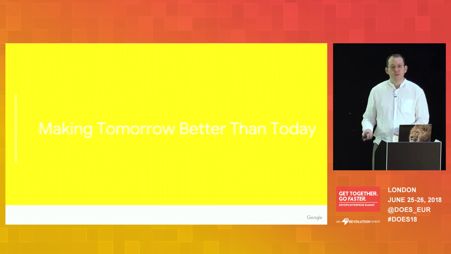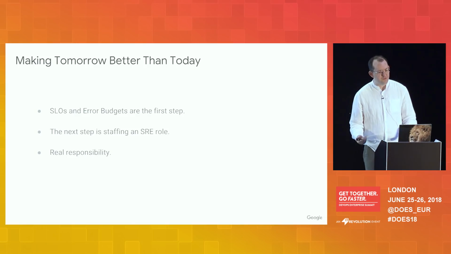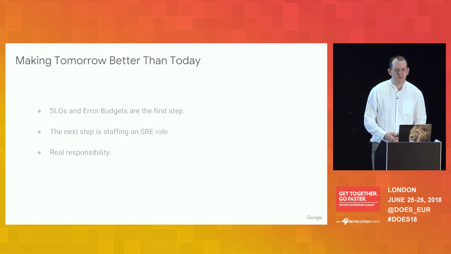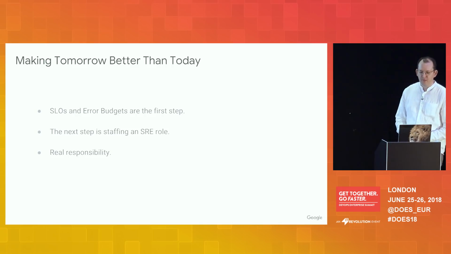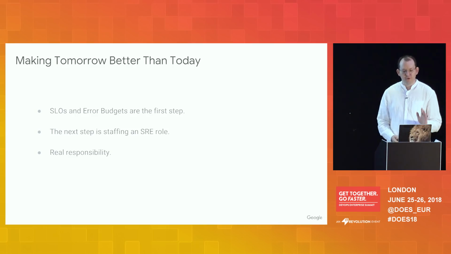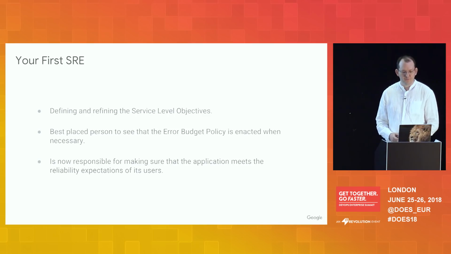So going on, our next principle, making tomorrow better than today. SLOs and error budgets are fine. And the next step is defining what your first site reliability engineers will actually go and do. So I believe SREs must have real responsibility, meaning they must be both engaged with operating the system, but also empowered to do something about it when it goes wrong. And we're going to talk about how we achieve that.